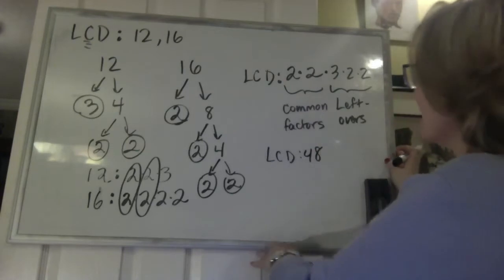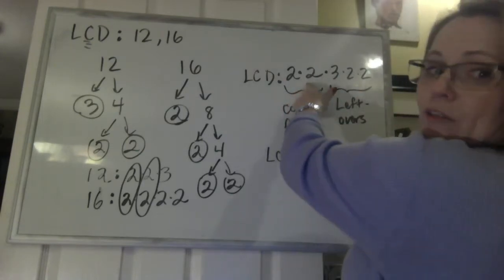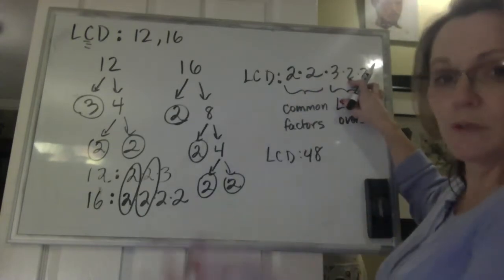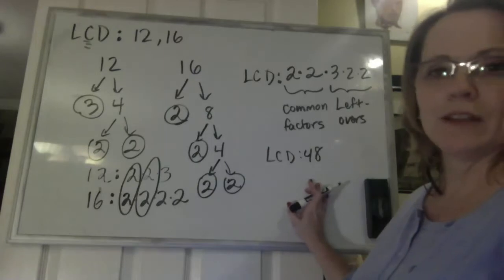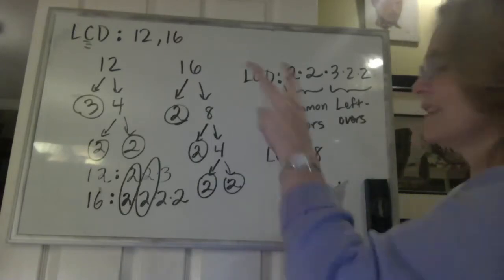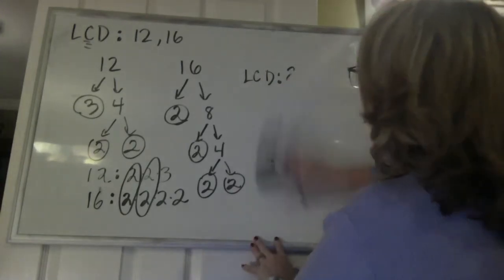I could go in a totally different order. Like if I just wanted to go straight across, it would be 2 times 2 is 4. 4 times 3 is 12. 12 times 2 is 24. 24 times 2 gets me the same 48. So you can arrive at it different ways, but we should all end up in the same place. So this is the way we find an LCD with just 2 numbers that we're working on.